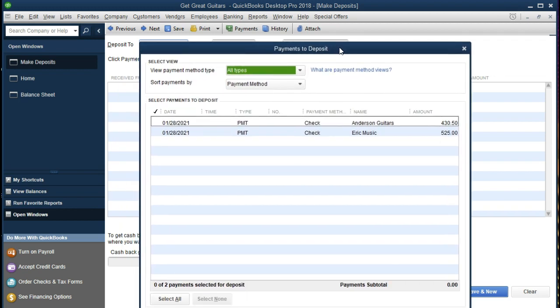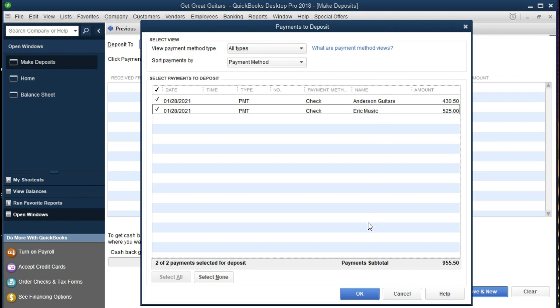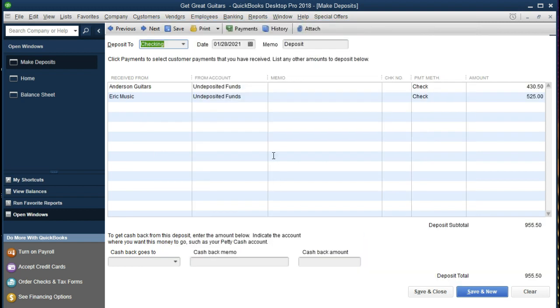We can enter a deposit directly into that window, but this window is showing us, hey, you've got a couple things that you've received payment for that you should have, like in your desk drawer somewhere in your office, somewhere in your establishment, that you need to go to the bank and deposit. And we're going to say that is true. We're going to check those both off. Those are the 2 received payments we've received in the mail, the 430.50 and the 525. Those are them, and we're going to say OK, and then it will autofill this deposit screen.